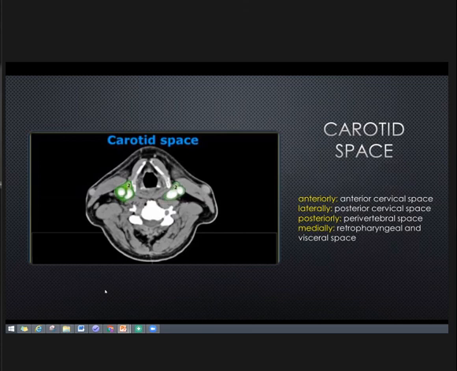The next space to be discussed is the carotid space. It extends from the skull base up to the aortic arch, and it transverses the suprahyoid and the infrahyoid muscles. The boundaries anterior to the carotid space is the anterior cervical space, laterally the posterior cervical space, posteriorly the perivertebral space, and medially the retropharyngeal and visceral space of the neck into the anterior mediastinum.